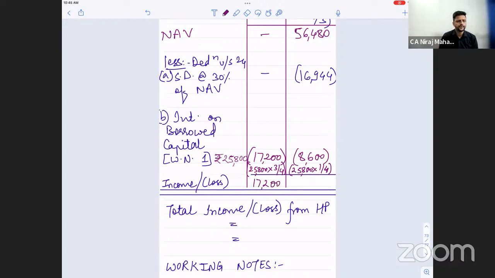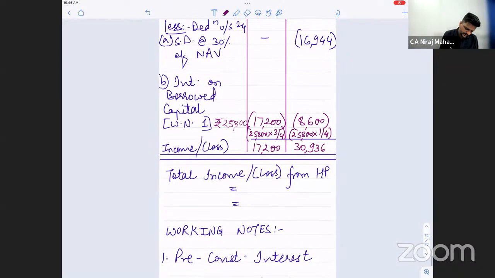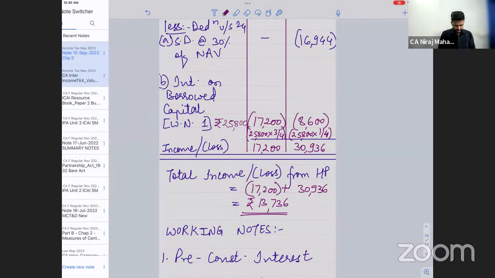Give me the figure. I hope it is positive profit only. $30,936. Is it right, all of you? Tell me. Loss 17,200, but profit is 30,936. So positive profit is 13,736. Is it right, all of you? Tell me, okay. I hope you realize that we are now going into kind of advanced questions, you know? Let's go ahead, everybody.